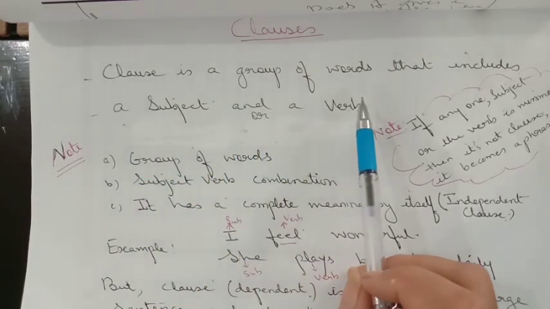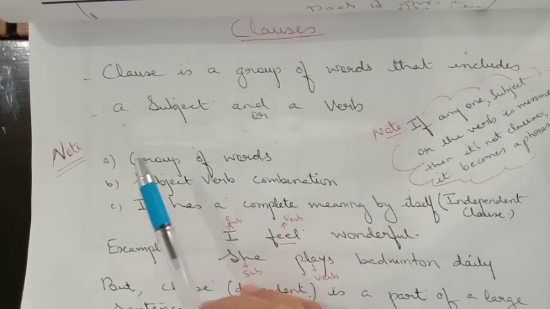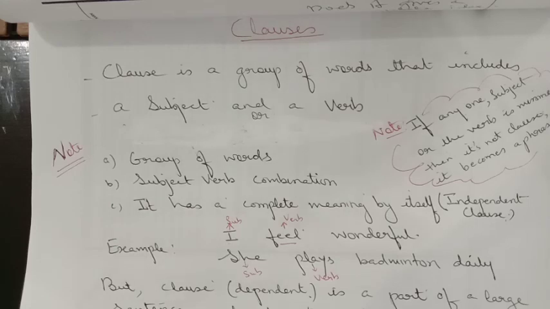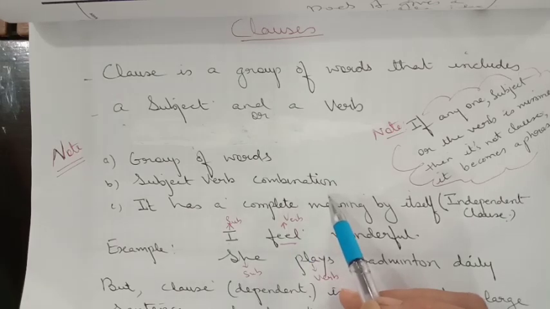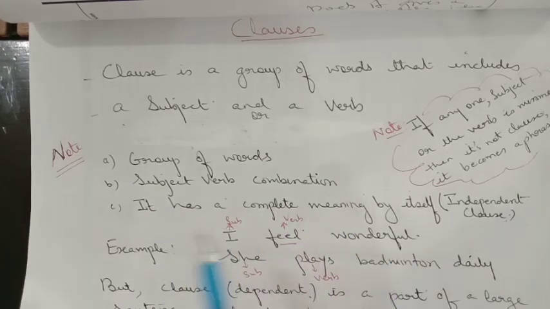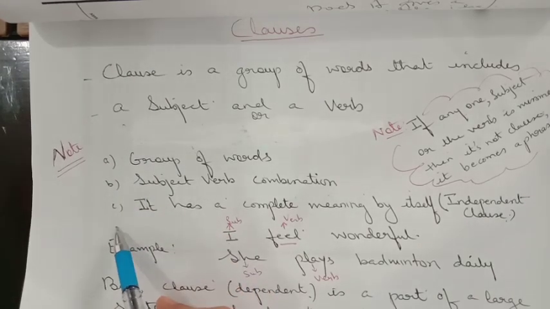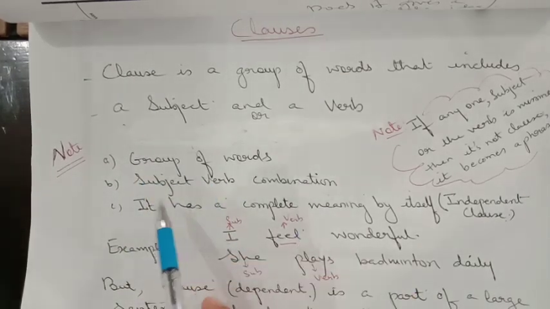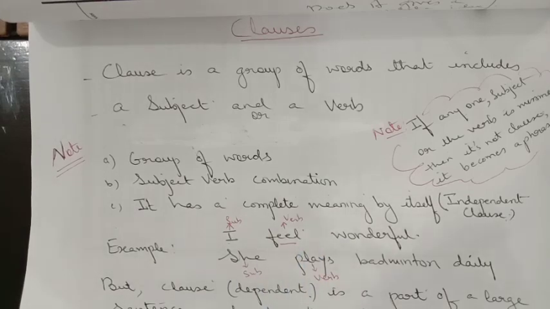Clause is a group of words that includes a subject and a verb. What is a clause? It is a group of words that includes a subject and a verb. Group of words, subject-verb combination, and it has a complete meaning by itself. What three things will you get in a clause? It is a group of words, it will have a subject-verb combination, and it has a complete meaning by itself. And that too only in the independent clause, not in the dependent clause. I'll let you know further, don't worry.